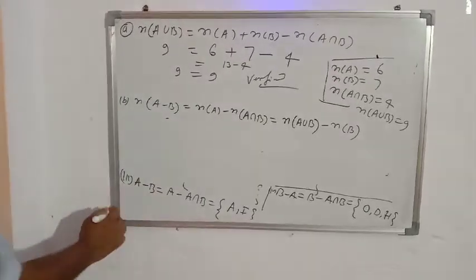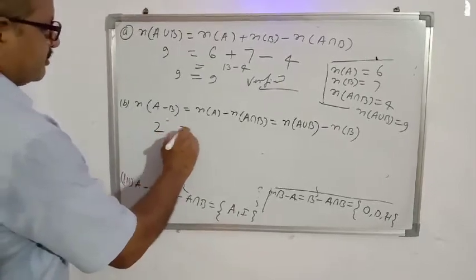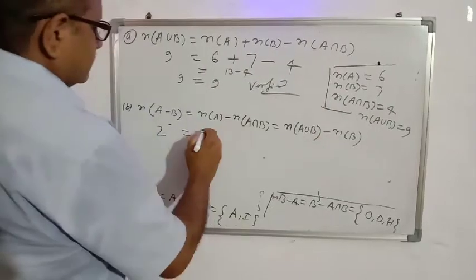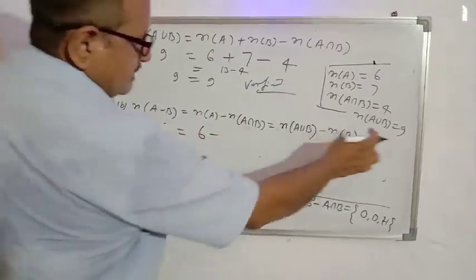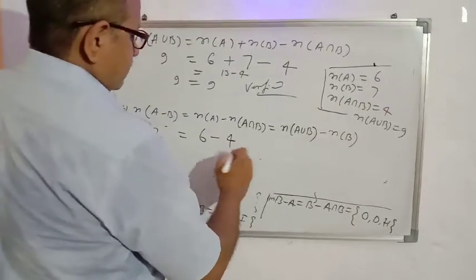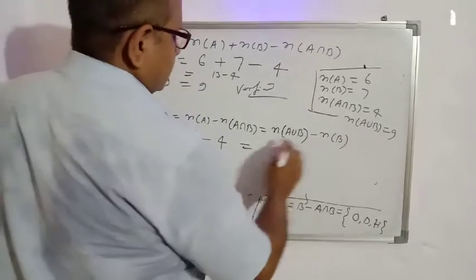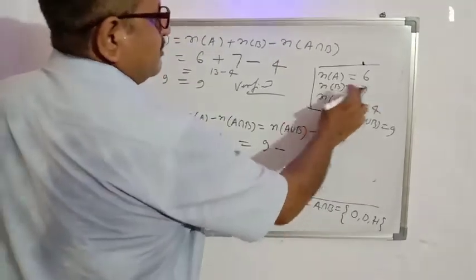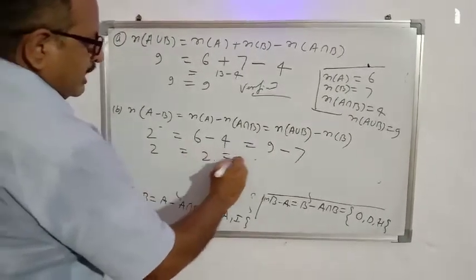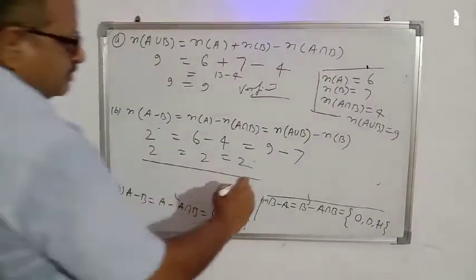n(A minus B), only 2. Right here, 2. n(A minus B), 2 elements. n(A) 6 minus n(A intersection B). A intersection B is 4. So, and this n(A union B). A union B is 9 minus n(B) 7. 2. 6 minus 4, 2. 9 minus 7, 2. So all are equal to 2, hence verified.